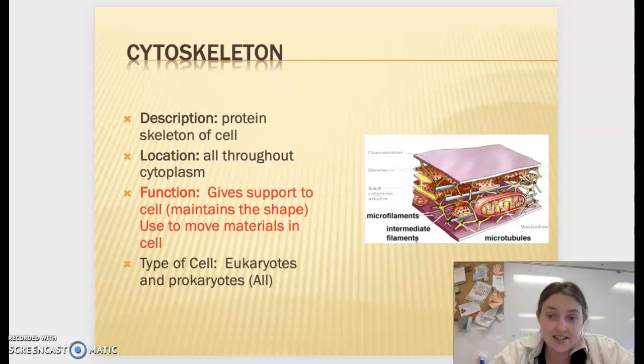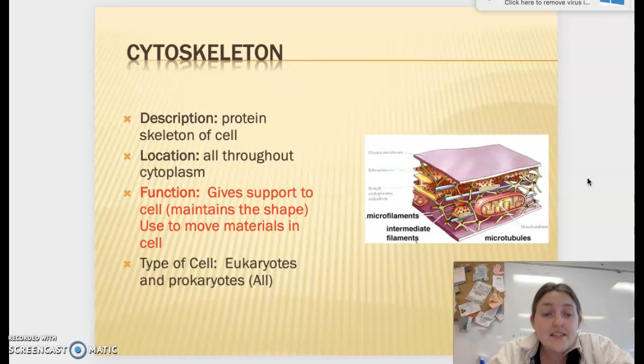The cytoskeleton. It's the protein skeleton of a cell. There's actually cytoskeleton in the cell that you normally never see in any model of cells you have seen, because they take up so much space. They're throughout the cytoplasm. If you look, there are these green bar-like structures in the picture here. They act kind of like a highway or scaffolding in a building and give actual support, maintain shape, and help move materials in the cell. This is also found in all types of cells.